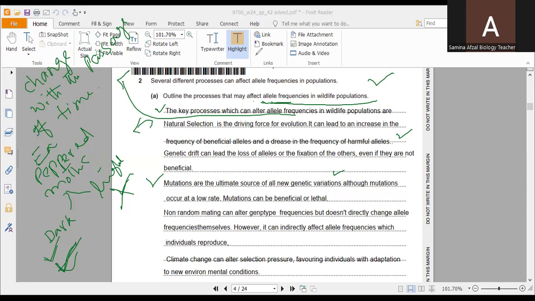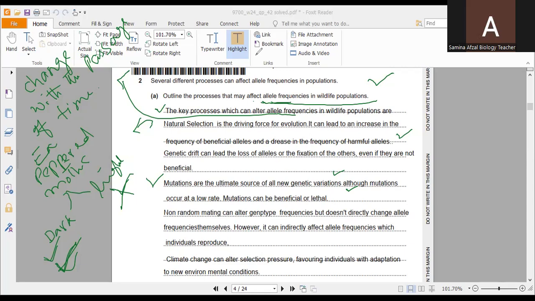Non-random mating can alter genotype frequencies but does not directly change allele frequencies themselves. However, it can indirectly affect allele frequencies through which individuals reproduce. The types of non-random mating can be assortative mating, where individuals with similar phenotypes mate more frequently, or where individuals with dissimilar phenotypes mate more frequently.